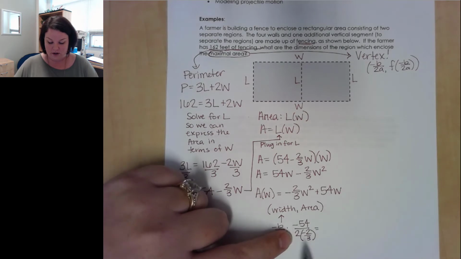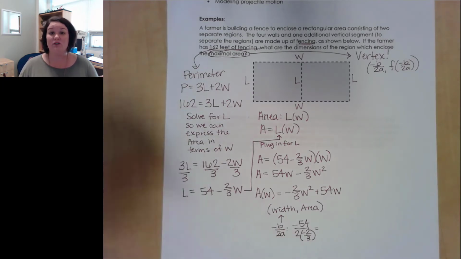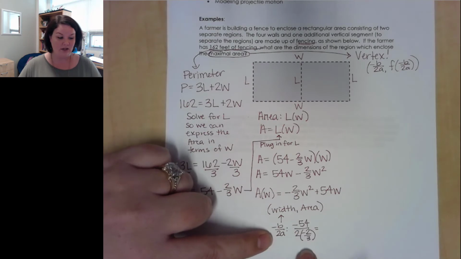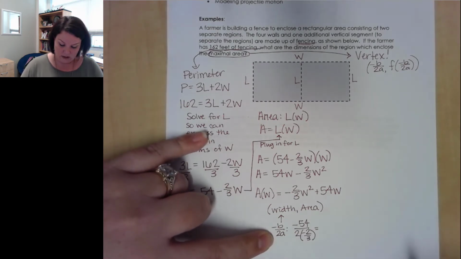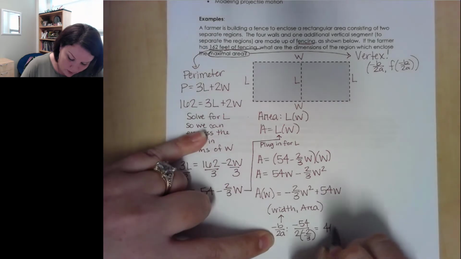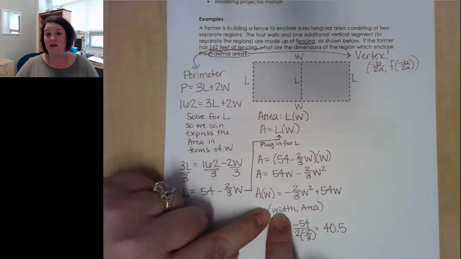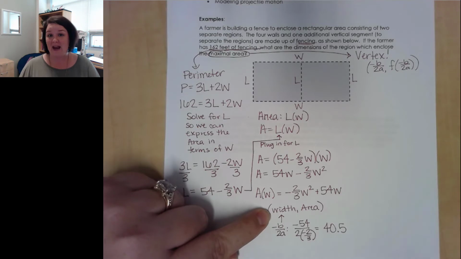Okay, so on your calculator, I would go ahead and do 2 times negative 2/3, and enter negative 2/3 with your fraction button, and figure out what that equals, and then you can do negative 54 divided by it. Now because we're actually looking for dimensions, we don't want this left in a weird fraction. We're going to go ahead and get a decimal answer. So when I calculate this and plug it into my calculator, I should end up with 40.5.